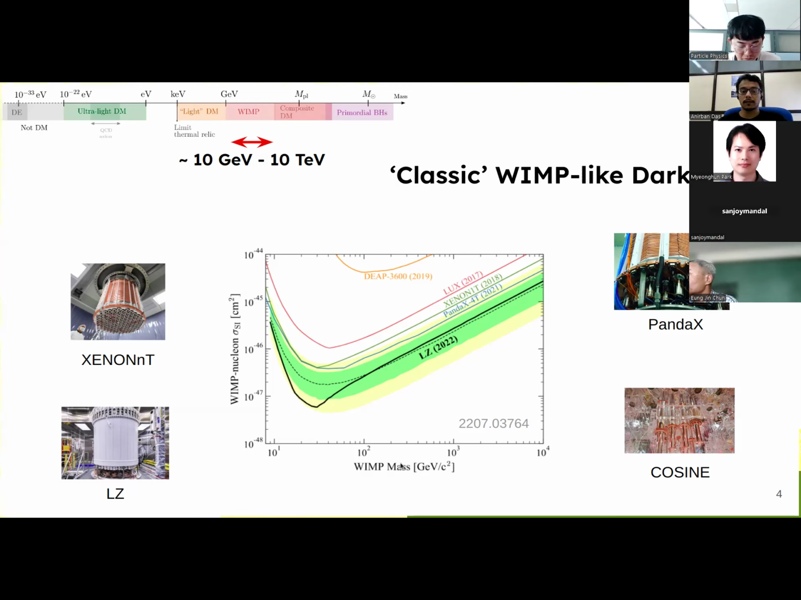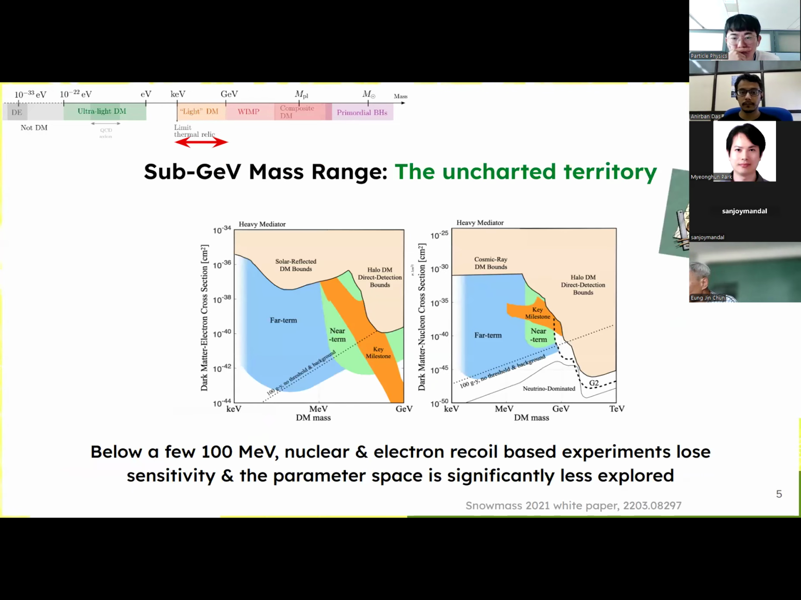So the x-axis is the dark matter mass, or WIMP mass, and the y-axis is the dark matter nucleon scattering cross section. And this one is the latest one from the LUX-ZEPLIN experiment, which came out a couple of years back. And I believe this is the strongest one right now. And it goes all the way to 10 to the minus 47. And there are several other experiments. And as these experiments keep going on, they also improve their sensitivities.